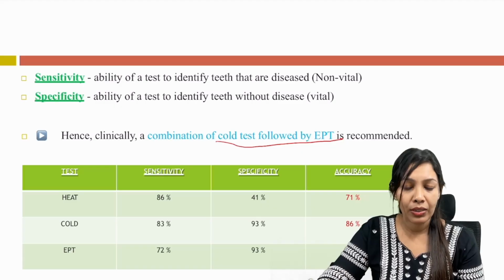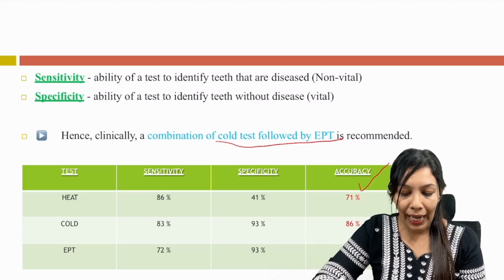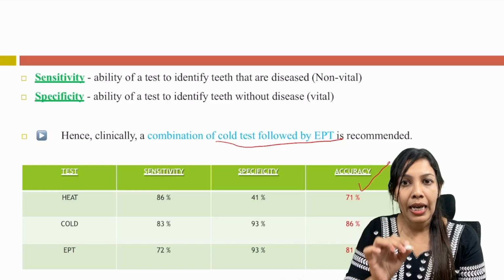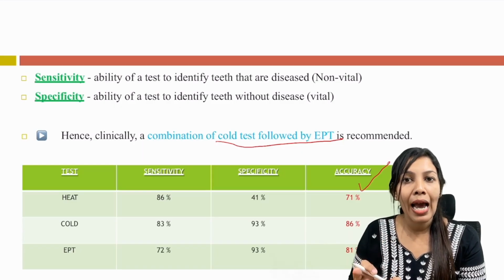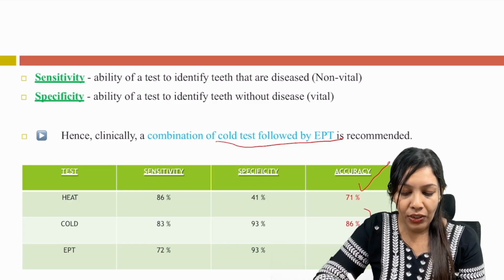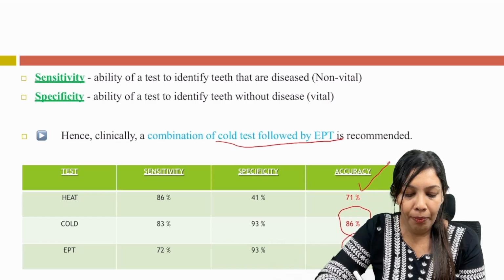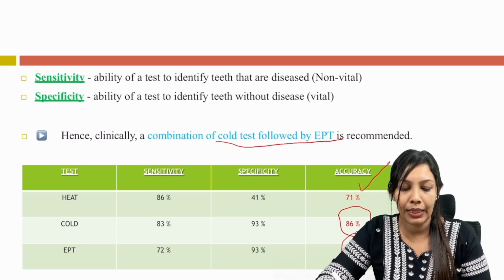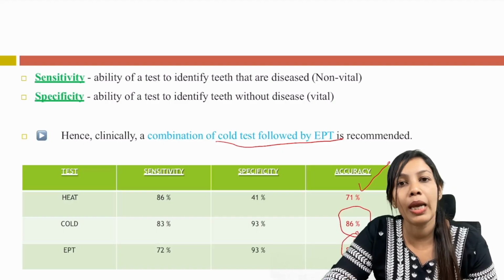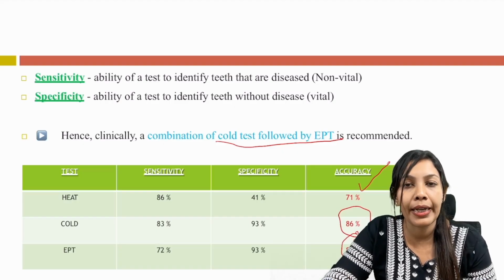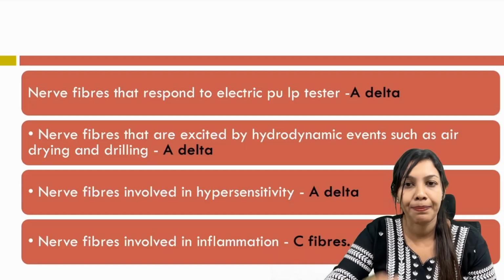That is mainly because a test was done which showed that accuracy. The question might be, among the following, which shows the most accurate diagnostic test? You can see in this image, the cold test shows about 86% followed by EPT, that is 81%, then only the heat test. So keep in mind, cold test followed by EPT, EPT followed by heat test.